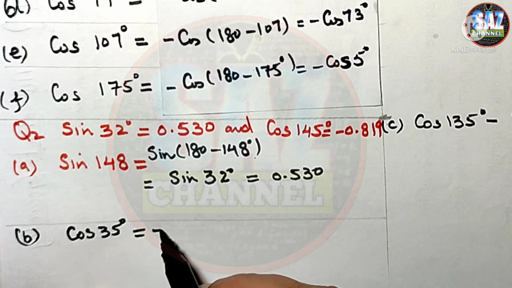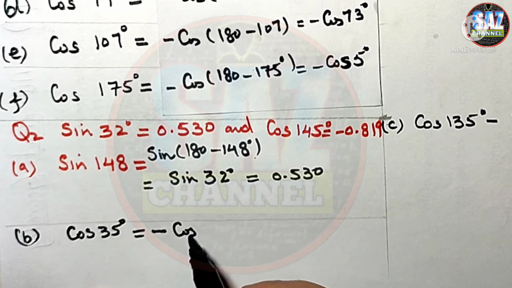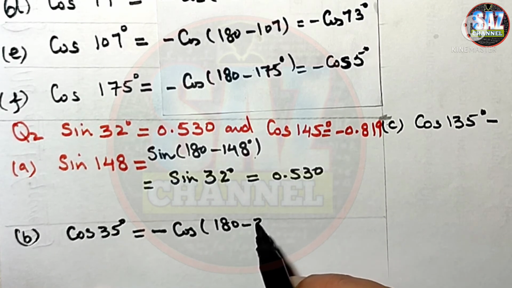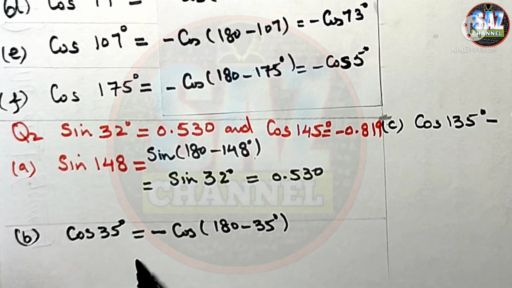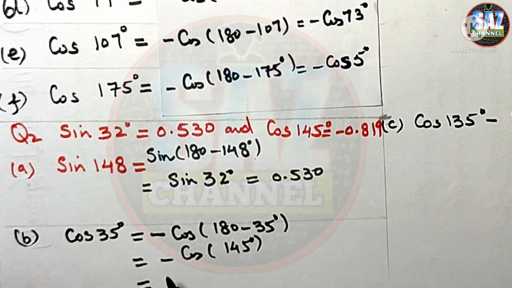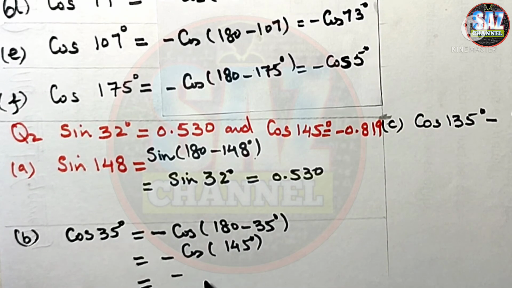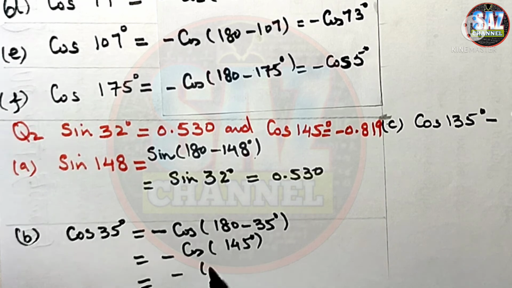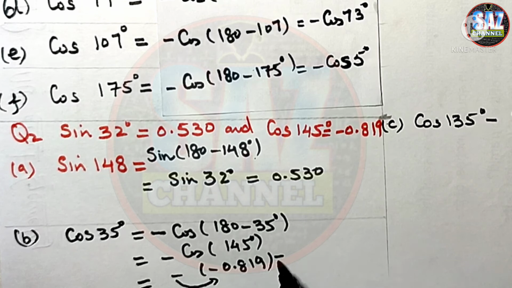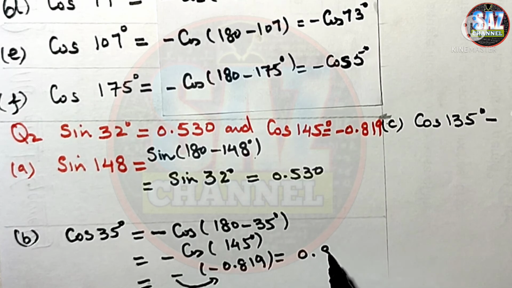So we will be writing cos minus 180 minus 35 degrees, and when I take away 35 from 180, I am left with cos 145 degrees. The answer of cos 145 degrees is already given in the question, that is minus 0.819, and this will become positive. So the answer of cos 35 degrees, which is acute, will have to become positive, and it is positive.